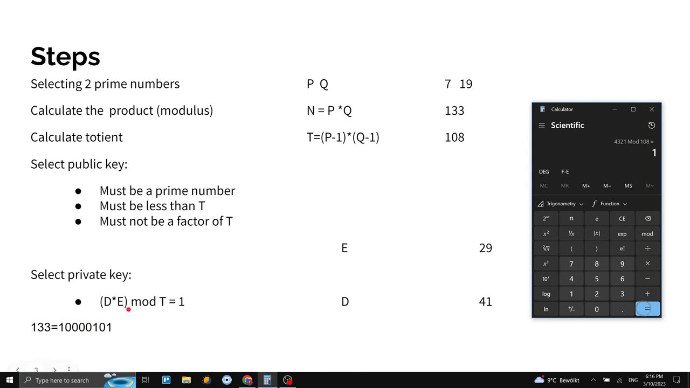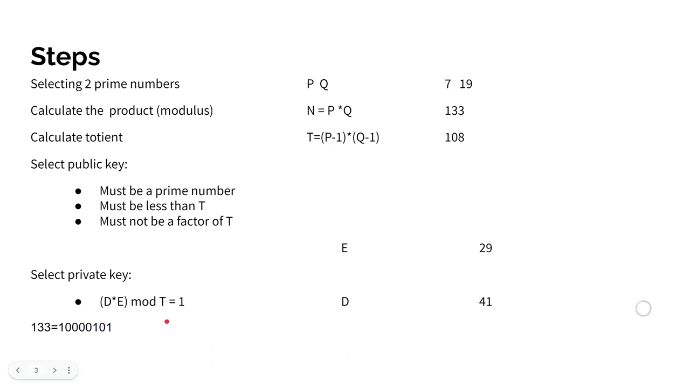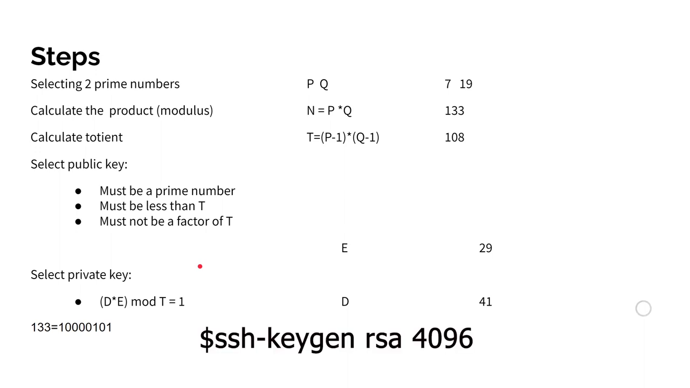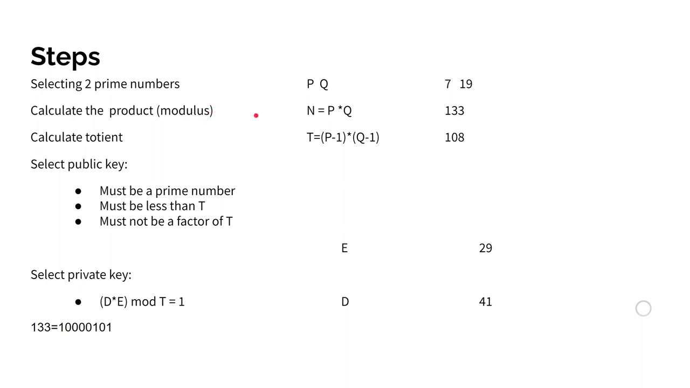But the thing which makes this RSA really secure is the number of bits. When you want to generate the public and private key on Linux, for example, you say ssh-keygen, you write a comment, and at the end you say 4096, or 2048. They are the number of bits of the modulus. Here we just selected 133, and you can see the length of this number is 8 bits, if I counted correctly. Yes, 8 bits.